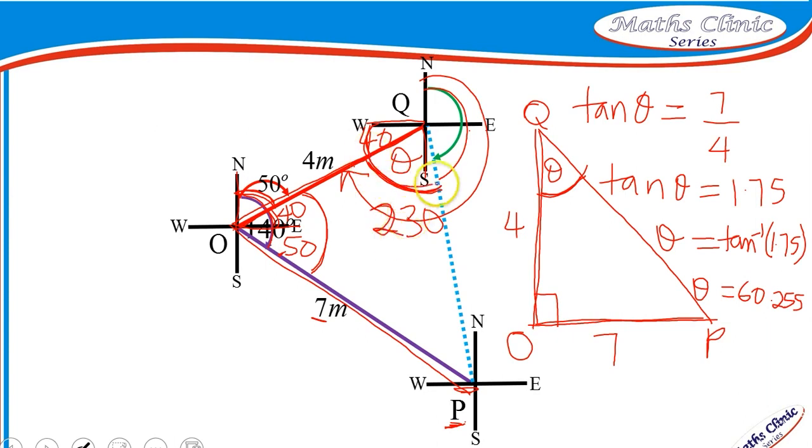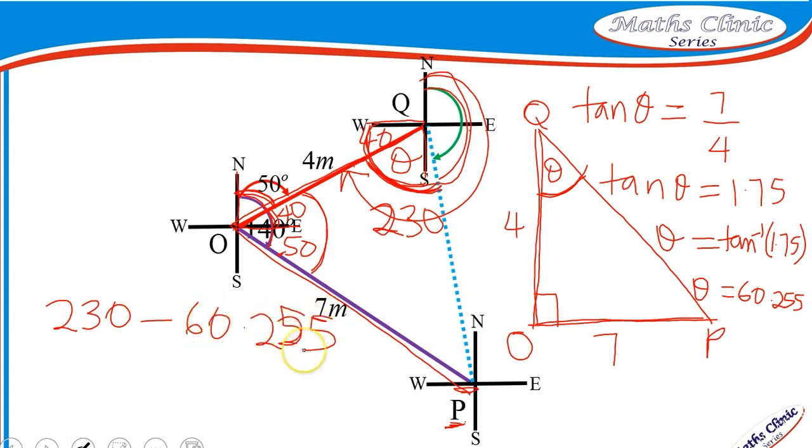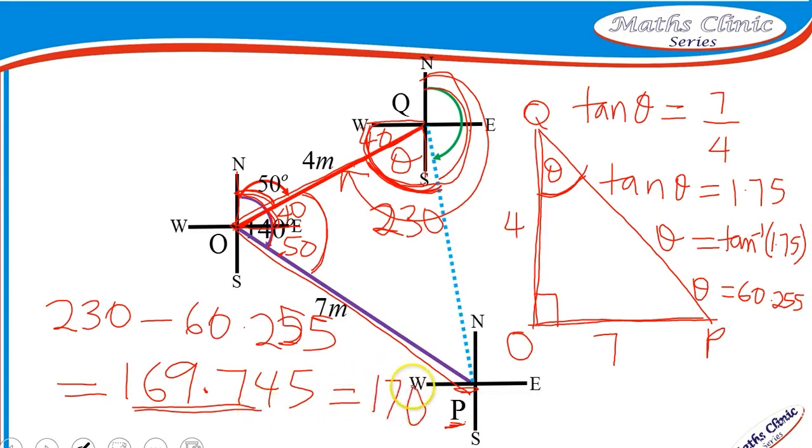Then I'm going to take the theta out of the 230 so that I'll get the remaining angle to be the bearing. When I subtract 60.255 from 230, the result will be 169.745. The question says we should leave our answer to the nearest degree, and this to the nearest degree will give us 170 degrees, and that was the answer we saw earlier on. I believe this is a very good start.